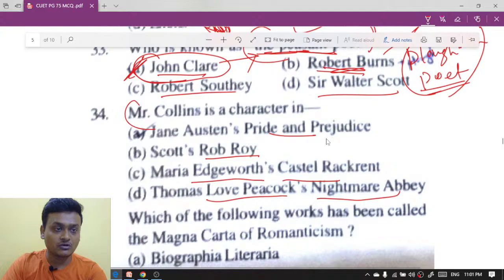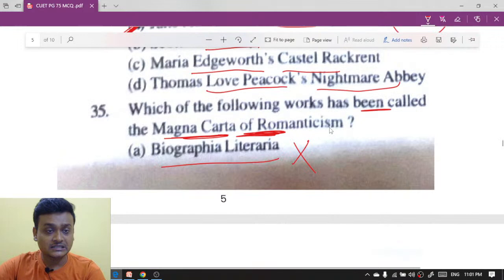Okay, next question. Which of the following works has been called the Magna Carta of Romanticism? Biographia Literaria, Lyrical Ballads, Defence of Poetry, or The Spirit of the Age. So it is the Lyrical Ballads. Lyrical Ballads is known as the Magna Carta of Romanticism, so B is the right option. The first edition of Lyrical Ballads came in 1798.